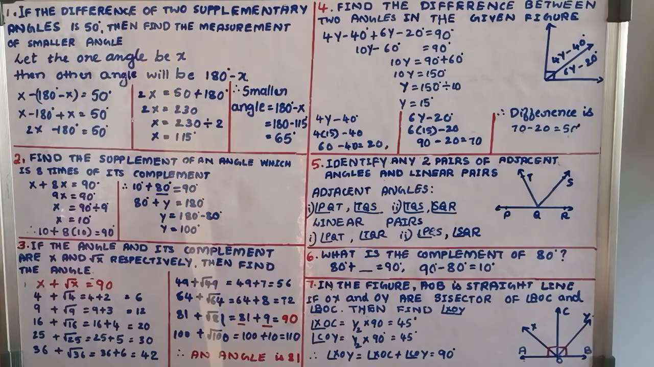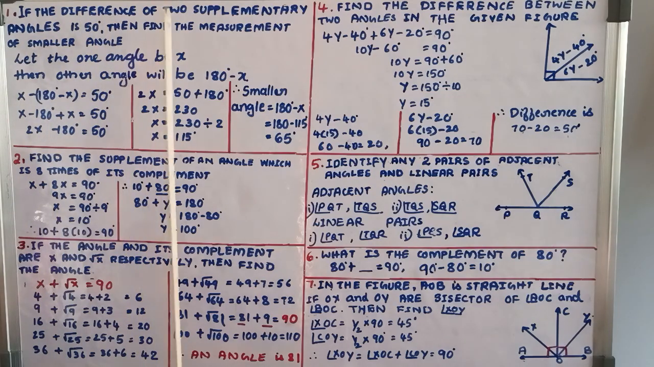Here, the two angles are not given. Therefore, we have to take one angle to be x. Then the other angle will be 180 degrees minus x. Why do we have to take 180 degrees? Here it is clearly given: difference of two supplementary angles. So the other angle should be 180 degrees minus x.